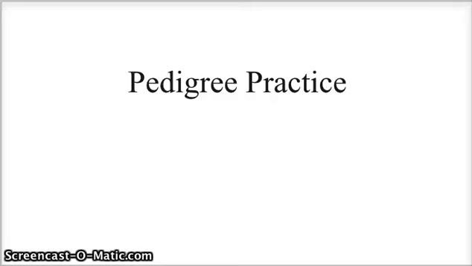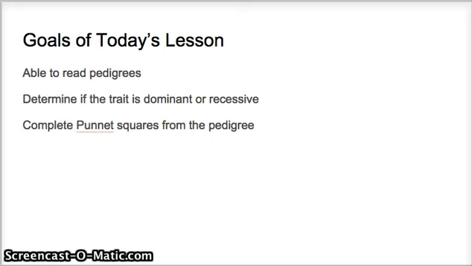Alright, so you already practiced a little bit with the blue man, but we're going to go a little bit more in depth here and talk about different dominant and recessive ones. So the blue man was a recessive pedigree, you should have found, and now we're going to look at dominant and recessive here. So you're going to be able to read pedigrees, determine the trait is dominant, recessive, and complete Punnett squares from the pedigree.